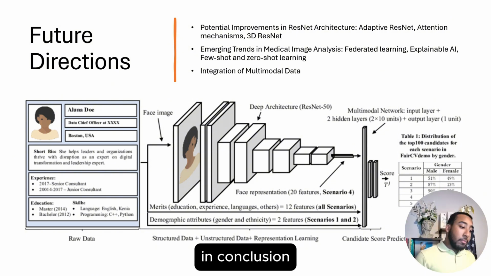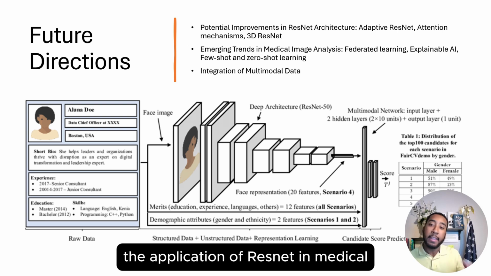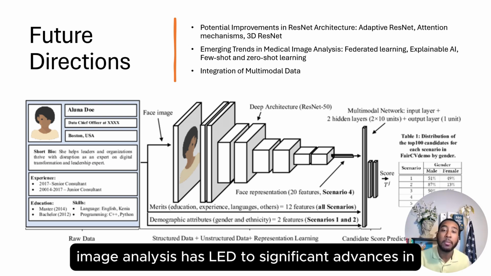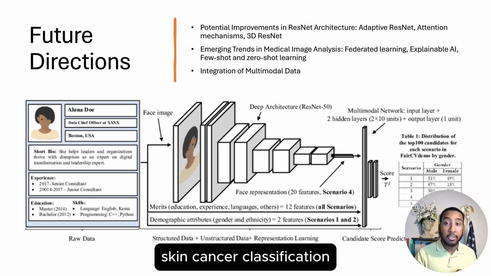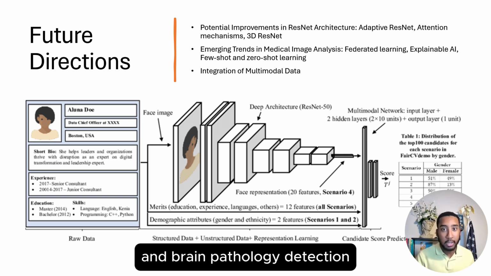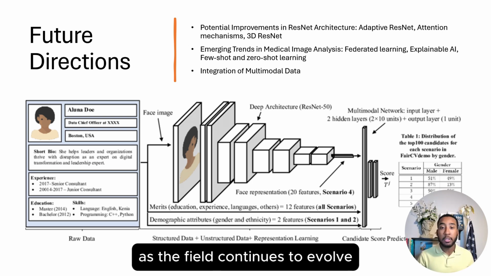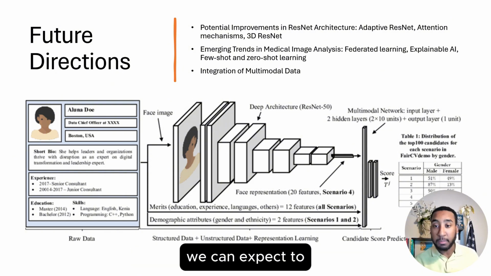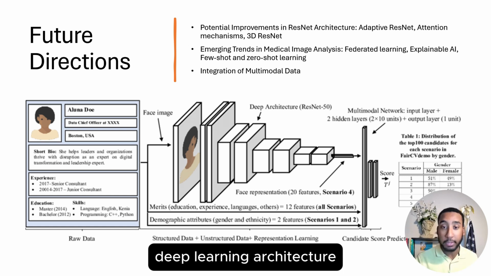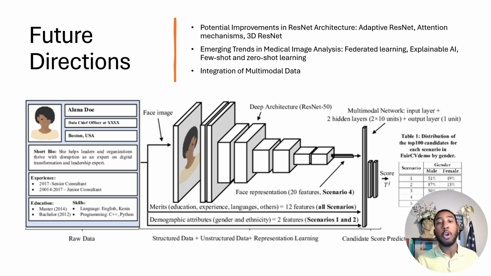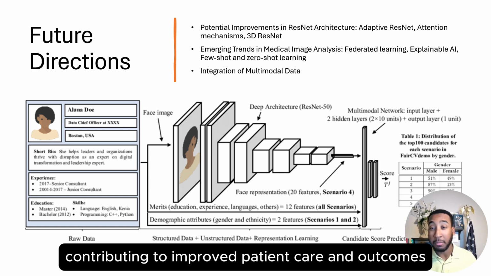In conclusion, the application of ResNet in medical image analysis has led to significant advances in areas such as lung cancer identification, skin cancer classification, and brain pathology detection. As the field continues to evolve, we can expect to see even more impressive applications of this powerful deep learning architecture, ultimately contributing to improved patient care and outcomes.